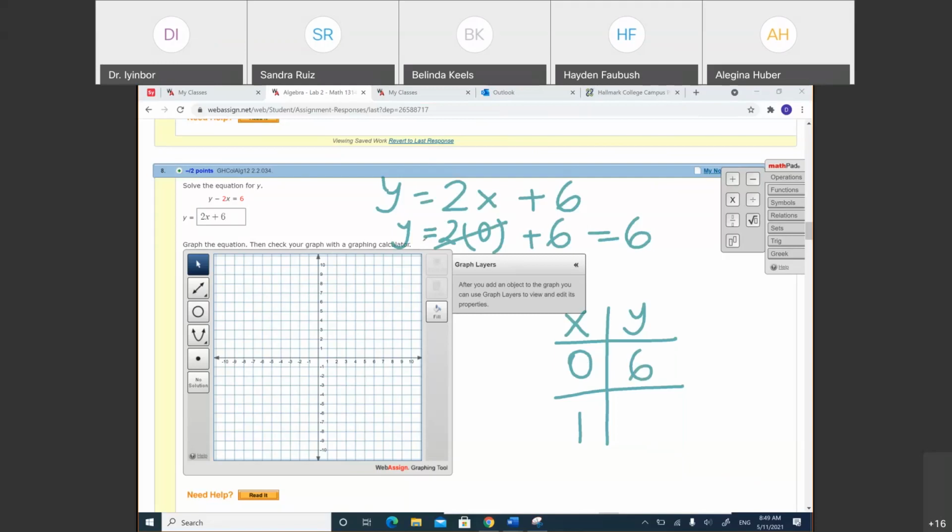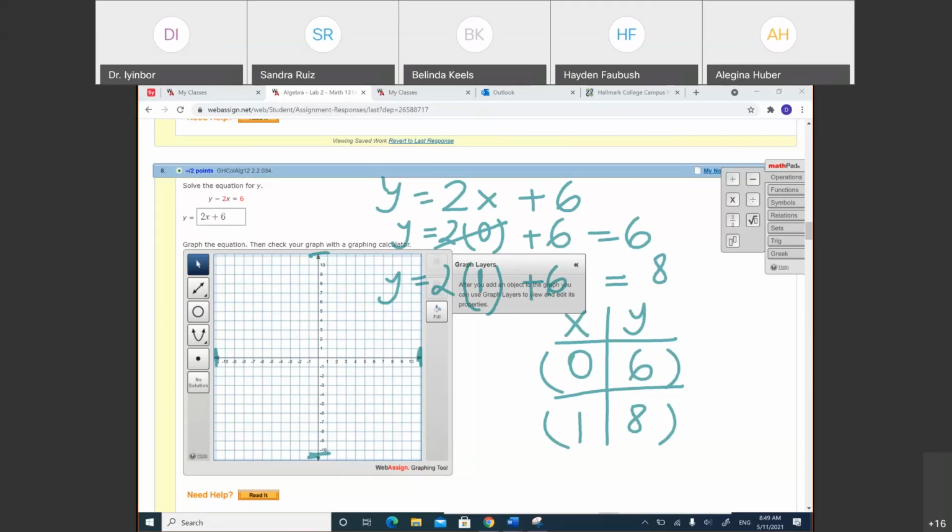You can pick any 2 numbers, but 0 and 1 are good numbers. Also, the x and y you get have to be between -10 and +10. That's the scale. If you get bigger numbers outside of the scale, WebAssign is going to say it's wrong. So you have to pick small numbers. Now I'm picking 1, so I replace x with 1. So y equals 2 times 1 plus 6. 2 plus 6 is 8, right? So these are the 2 points I'm going to use to graph: 1, 8 and 0, 6. Everybody get that?